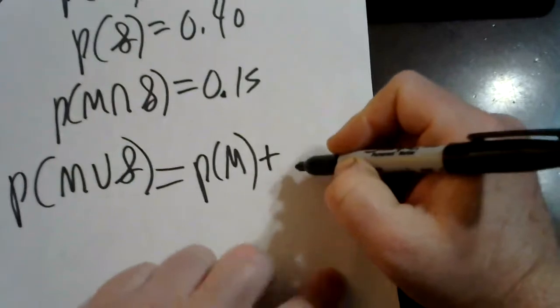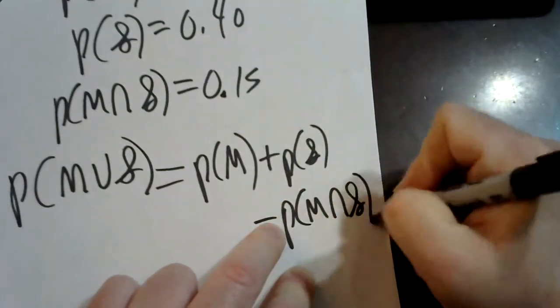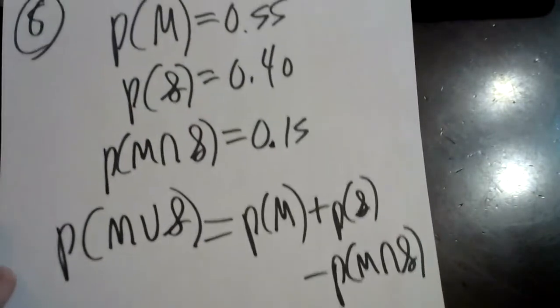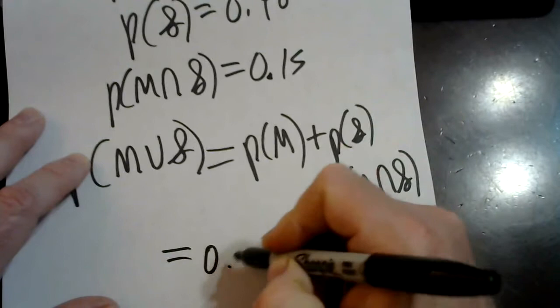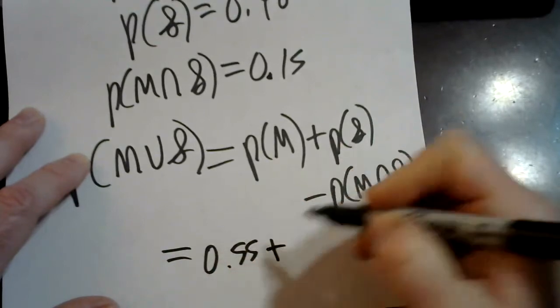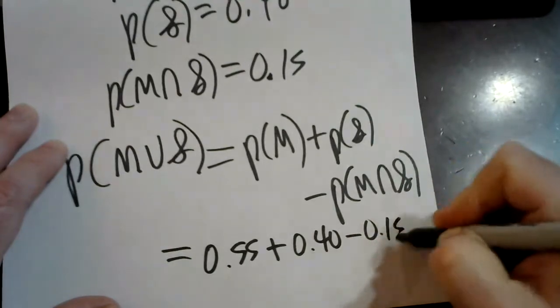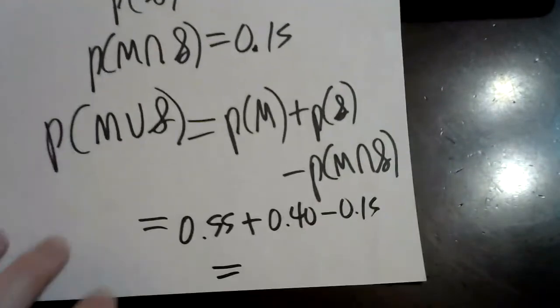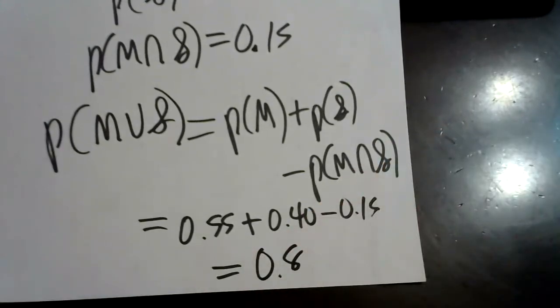So use the union rule again, and just plug in the numbers that they gave us. So probability of M is 0.55. Probability of S is 0.40. The probability of both is 0.15. So let's plug all that into a calculator. And I get 0.8. All right.